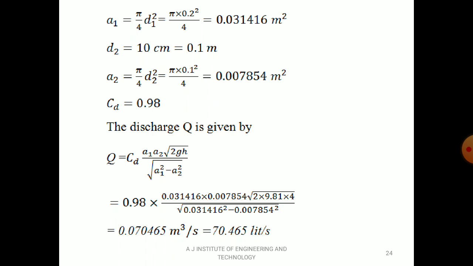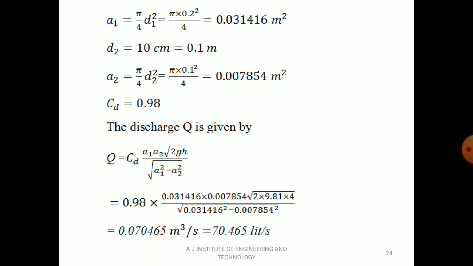10 to the power minus 3 when it goes to the numerator, it becomes 10 to the power 3. So 0.070465 into 10 to the power 3. So what is the value? 70.465 liter per second. Otherwise you can keep it in meter cube per second if they are not going to specify, like calculate discharge in liter per second. Then you can calculate the discharge in SI unit, that is meter cube per second. If they ask to get the discharge in liter per second, then just multiply by 10 to the power 3 or divide by 10 to the power minus 3, and 10 to the power minus 3 goes to the numerator, it becomes 10 to the power 3. So 0.070465 into 10 to the power 3 becomes 70.465 liter per second.